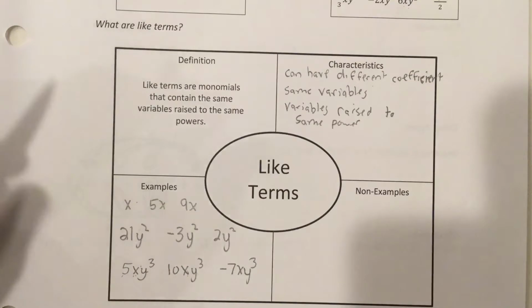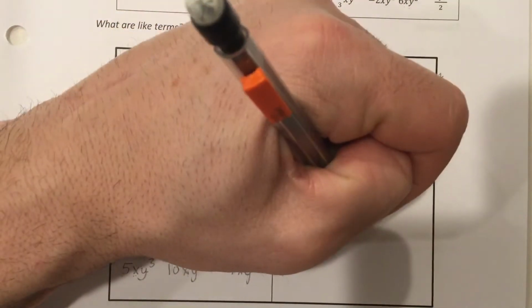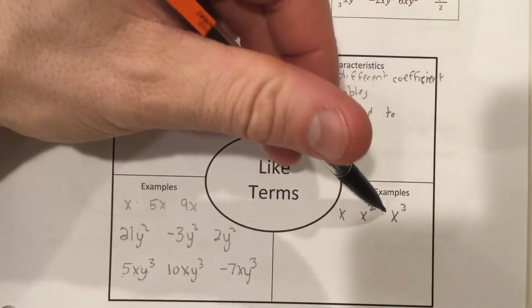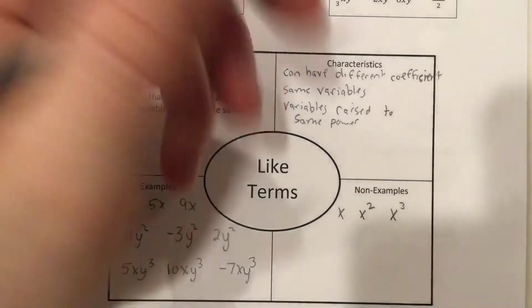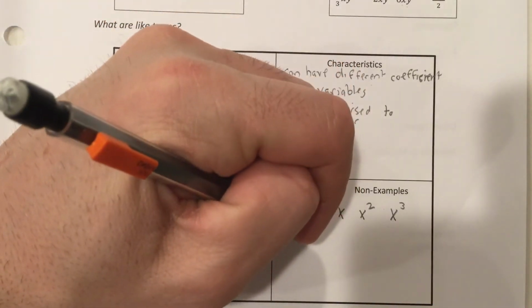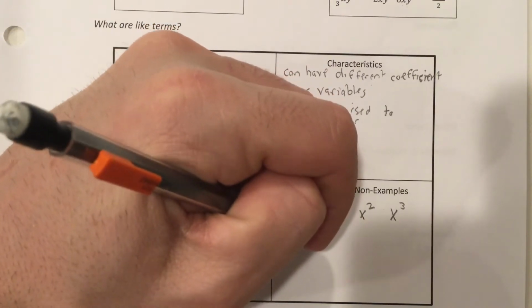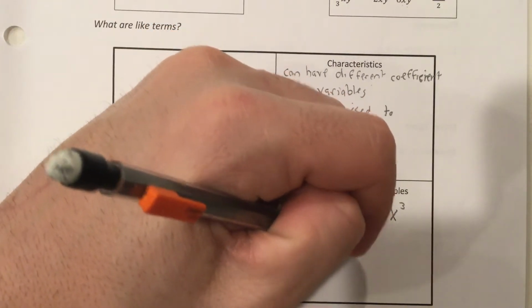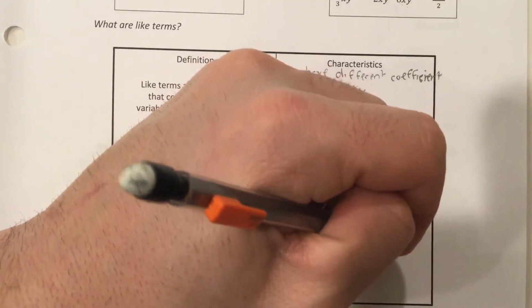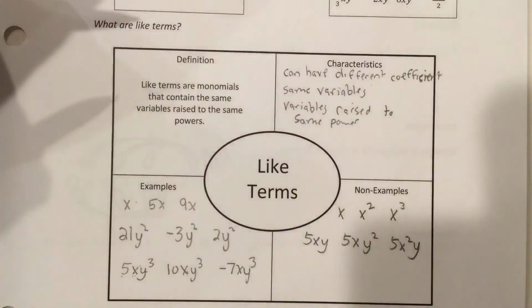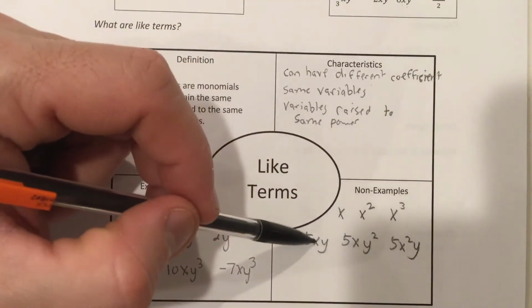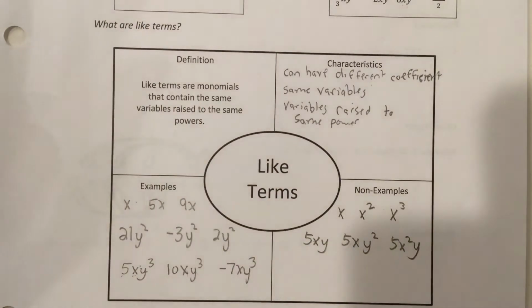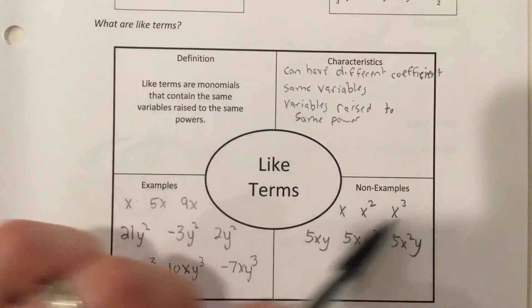Some non-examples. If I had x squared and x to the third, although they all have x's, they have different exponents, so they're not like terms. I could say 5xy, 5xy squared, and 5x squared y. Again, not like terms. It doesn't matter what the coefficients are, but even though these variables are the same, they're all raised to different exponents, so they are not like terms. That's why those are non-examples.